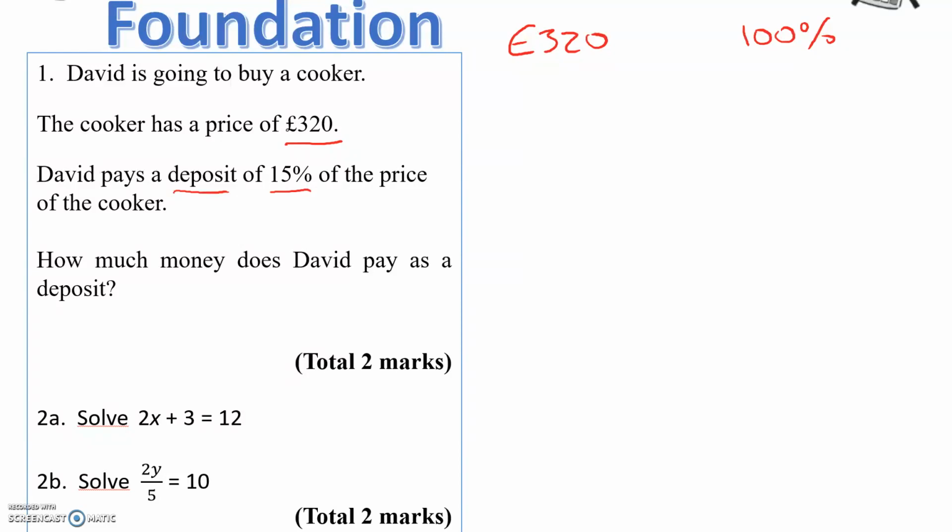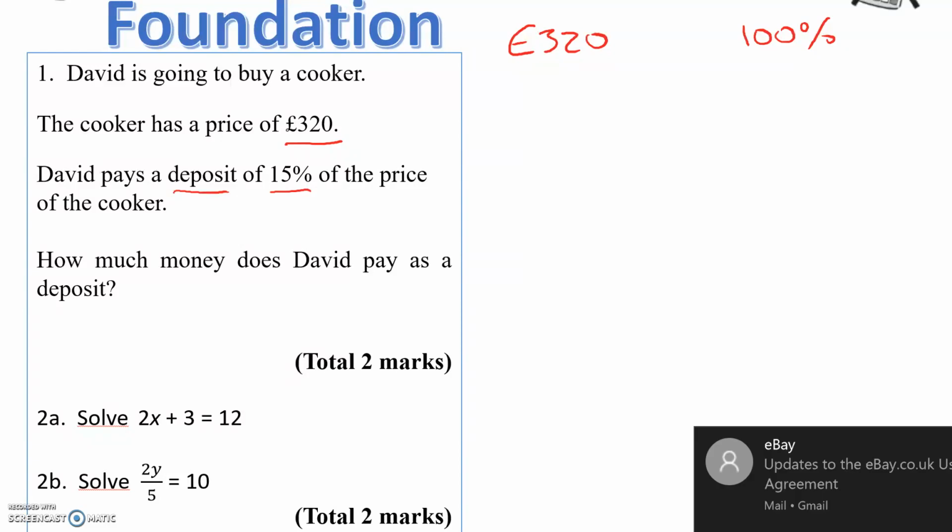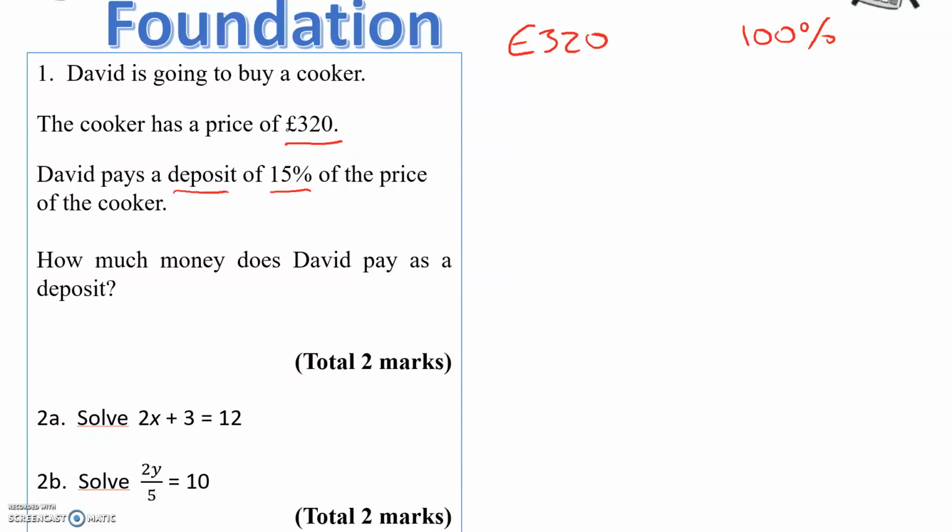So most of you probably thought, well, let's find 10% first. So how do we find 10%? Well, we need to divide by 10. So we'll divide by 10. If we divide 320 by 10, we're going to get £32. So that will tell me what 10% is.